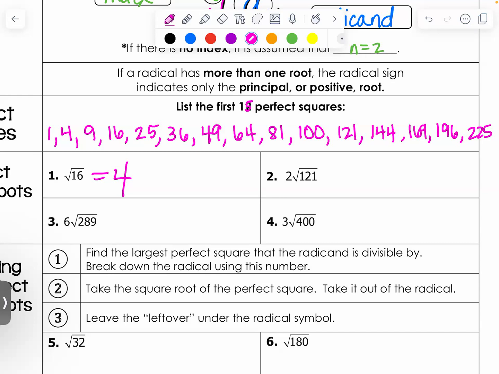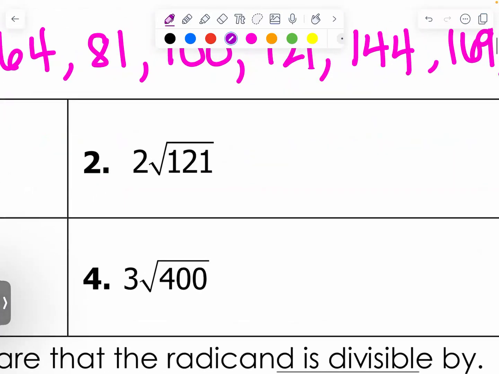We should be here. Okay, now what happens in number 2? What is the square root of 121? So this becomes 2 times 11 because there's multiplication when we don't have a symbol, okay? So this becomes 22. How about you do 3 and 4?